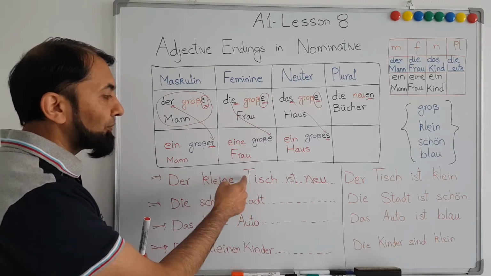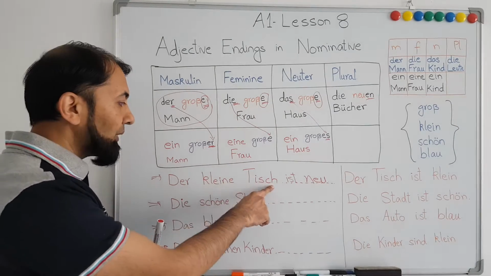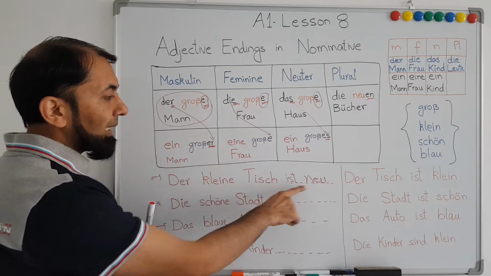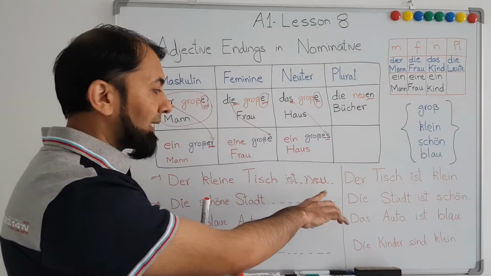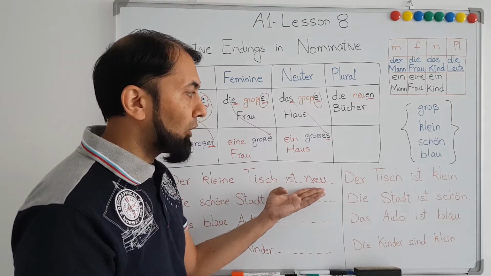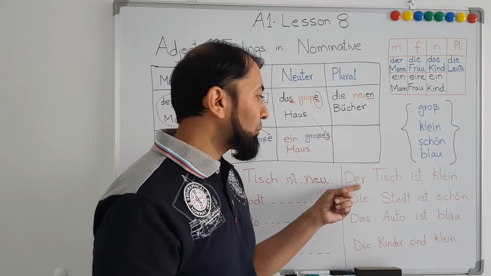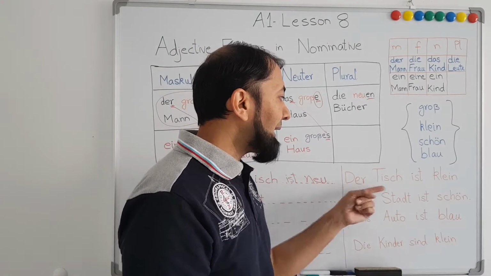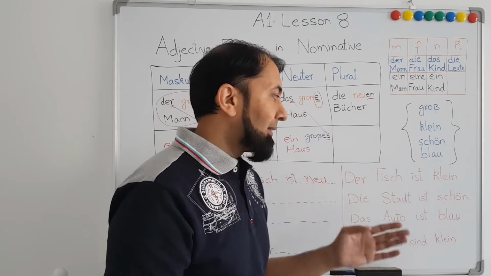adjective is coming before the noun, therefore here this rule will apply, but this is coming after the noun, therefore it will take the basic form. For example, if we want to say the table is small. Der Tisch ist klein.